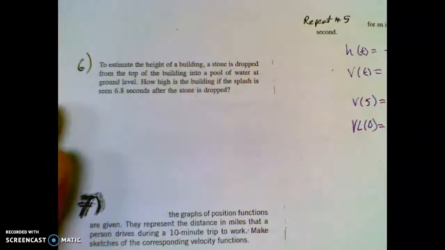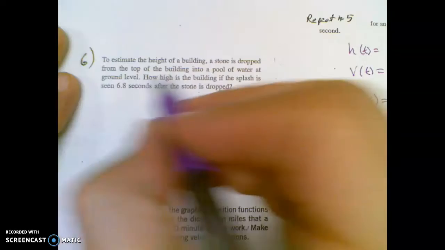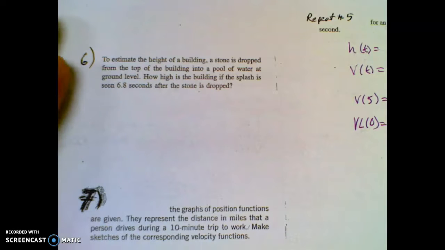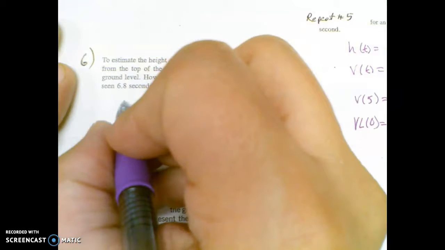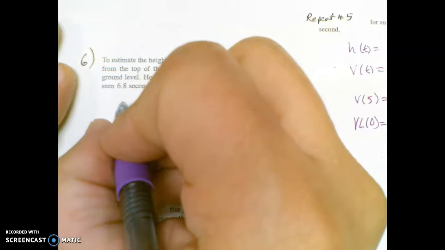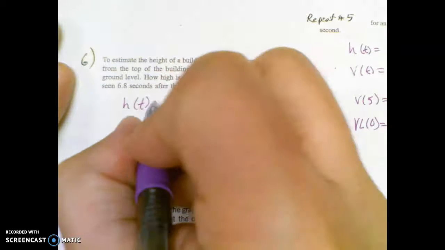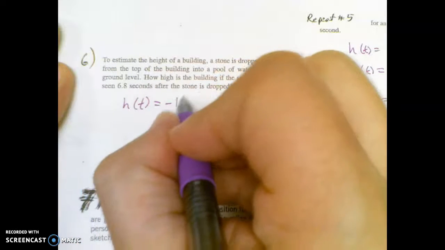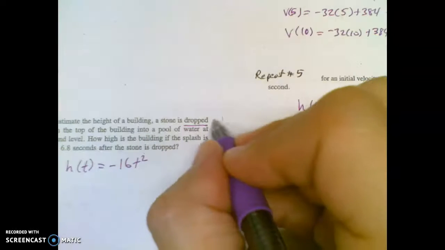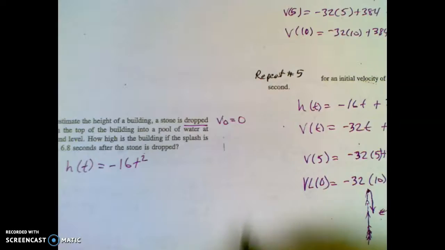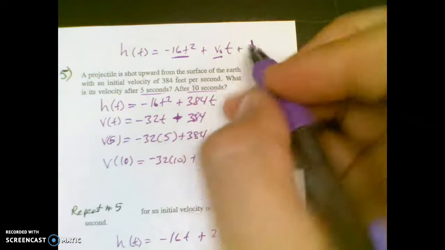To estimate the height of a building, a stone is dropped from the top into a pool of water at ground level. You could actually do this. How high is the building if the splash is 6.8 seconds after the stone is dropped? So this is a little weird question because you're used to writing your formula. You have gravity, negative 16 t squared. You don't have an initial velocity if you drop something. Anytime you see dropped, you're basically saying my starting velocity is 0. So it makes that v0 t go away.